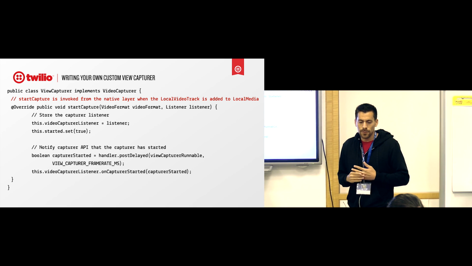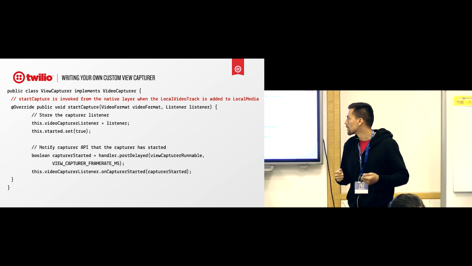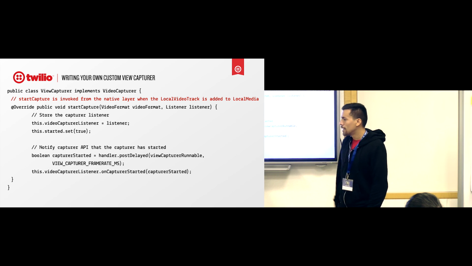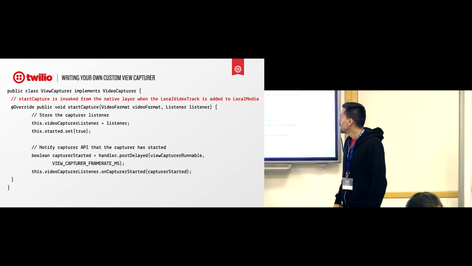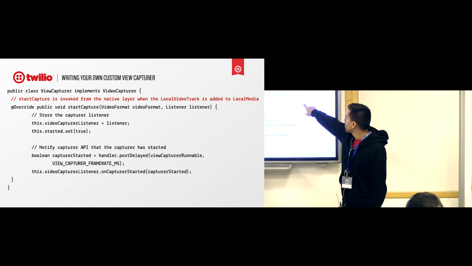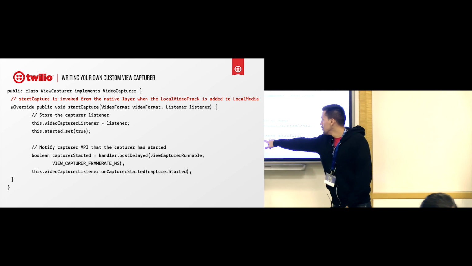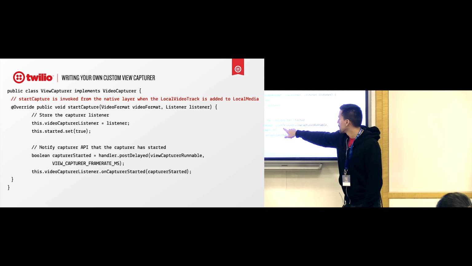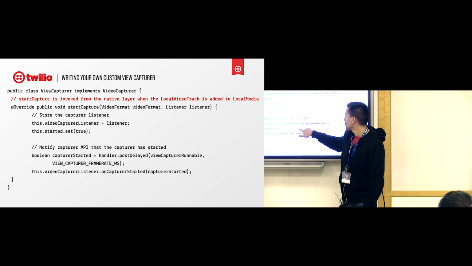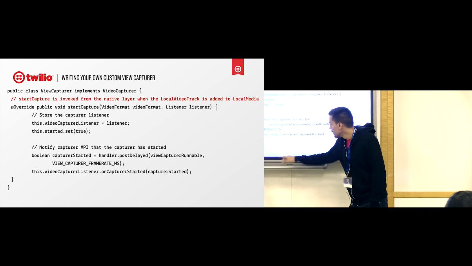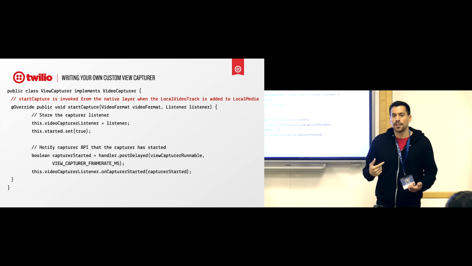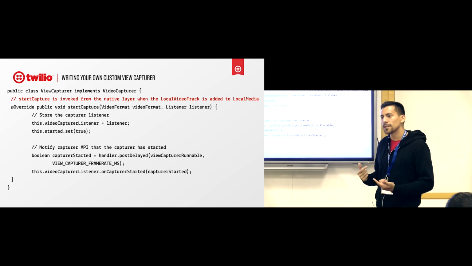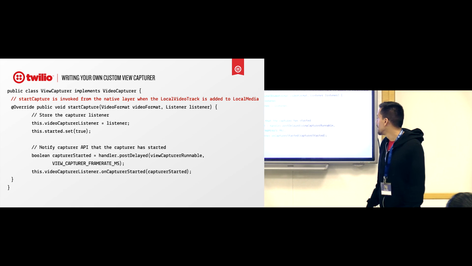Now let me talk about how the actual view capture itself works. I mentioned we're going to call start capture when you call add local video track, and we provide you with that listener so that you can tell us that you've started your capture. Here I have a handler, and I'm going to start this runnable. The frame rate here is set, I think, to 10 frames per second, so every 100 milliseconds, this runnable is going to run.